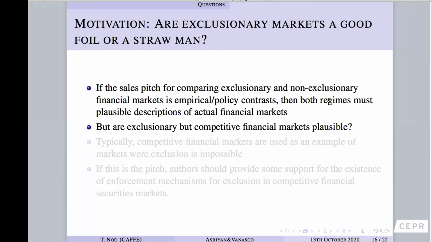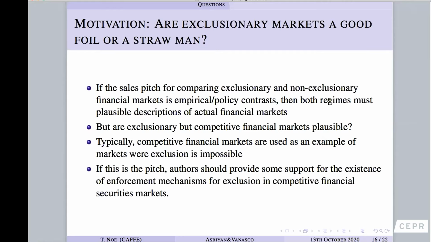But of course, those are papers trying to motivate writing about non-exclusionary contracting. Typically, that's the example. So if this is the pitch, I think you should provide some example of enforcement mechanisms or some cases where we actually have exclusionary competitive financial markets.